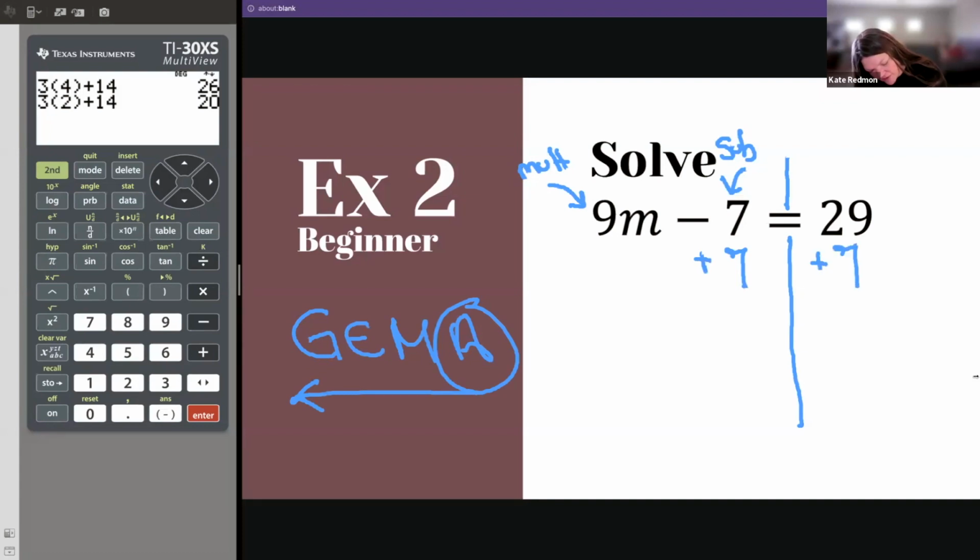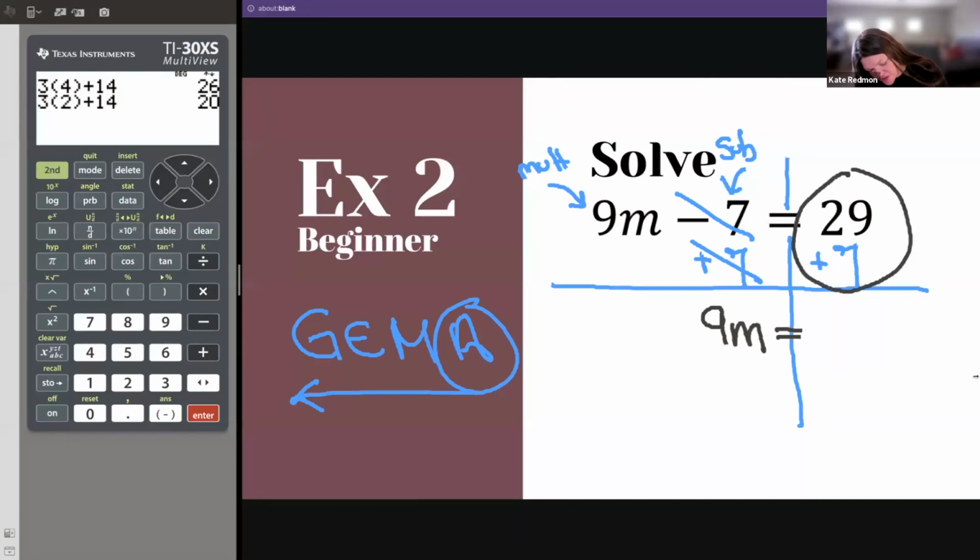And again, when I do opposites, that's two-sided. I have to do it to both sides. I can only be disobedient if I keep the left-hand side equivalent to the right-hand side. So subtracting 7 and adding 7 are opposites. They cancel. I'm left with 9M on the left-hand side. Keep your equal sign. And on the right-hand side, 29 plus 7. You guys, I know what 29 plus 7 is, and I know you guys do too, but man, when you get nervous on test taking day, y'all can do all kinds of silly things. I recommend you just do it in your calculator.